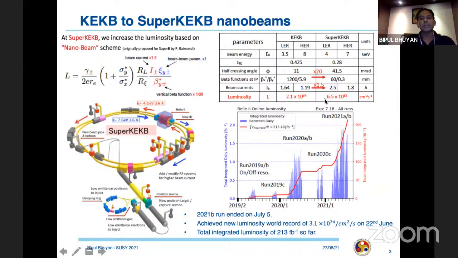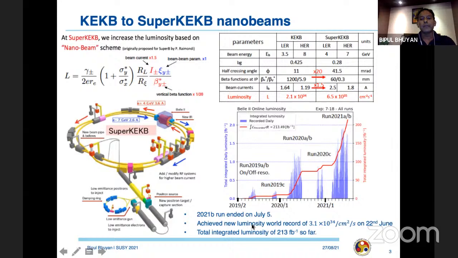Per centimeter square per second, whereas in case of Super KEKB, we're aiming at 6.5 times 10^35 per centimeter square per second. So we started collecting data, operating Belle II around 2019, and we had the last run this year on July 5th, and then we went for the summer shutdown.